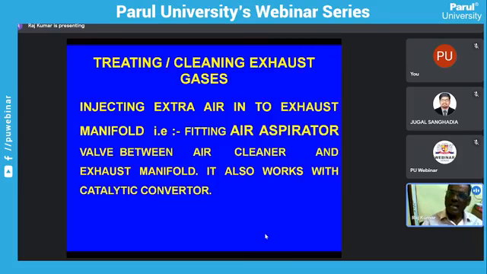So the lean mixture as well as the rich mixture both create more pollution. So this is controlled by injecting extra air in the exhaust manifold. How the extra air is injected and how it is controlled: it will be controlled by the oxygen sensor, which is installed in the exhaust manifold, and it is electronically controlled. Now most of the vehicles have this oxygen sensor electronically controlled.